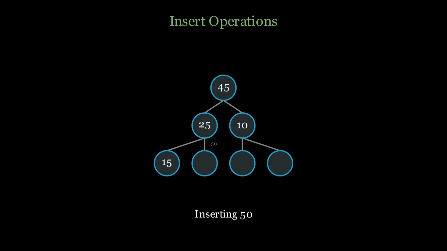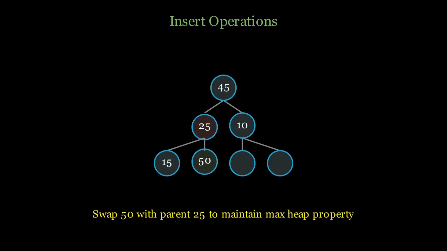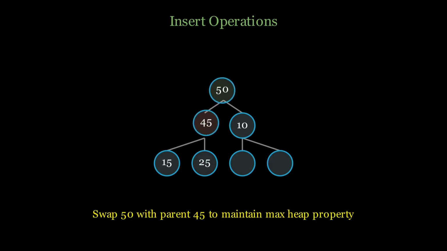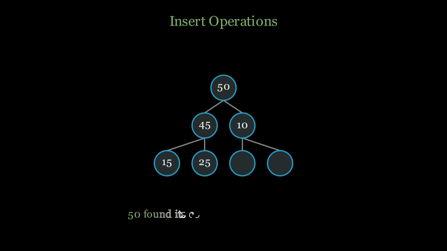But it's still smaller than 45, so it stops there. Next we insert 50. It starts at the bottom, but it quickly swaps with 25 and also swaps with 45 all the way to the top, because 50 is our new maximum value. And in the max heap, the largest value always sits at the top.